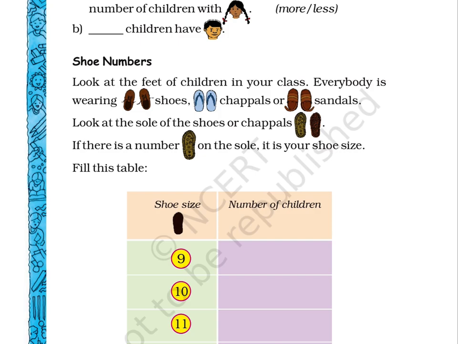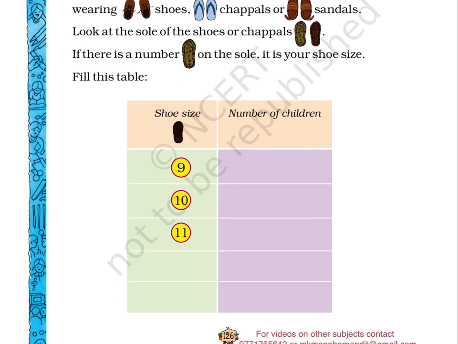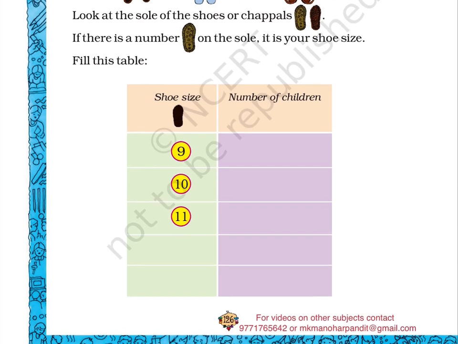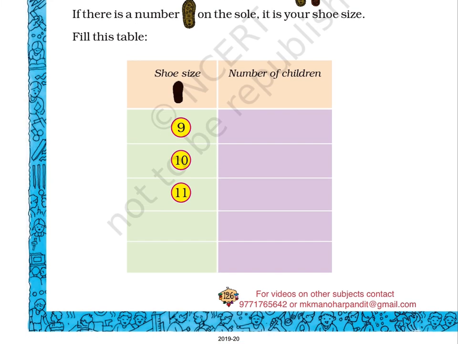Column 1 has shoe size number 9. Column 2 has empty space for writing the number of children having shoe size 9. Row 2. Column 1 has shoe size number 10. Column 2 has empty space for writing the number of children having shoe size 10.